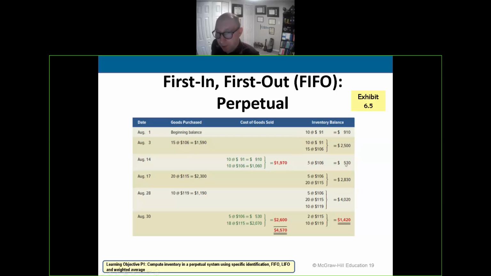My remaining balance, 5 at $106. Why 5 at $106? Because I still have 5 left from that first purchase at $106. That gives me an inventory balance of $530.